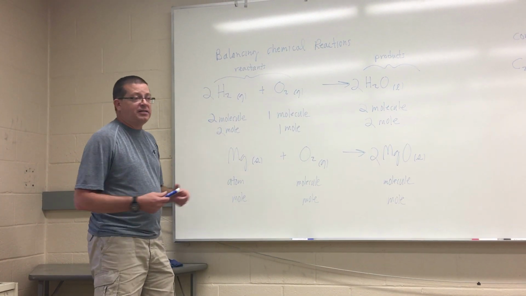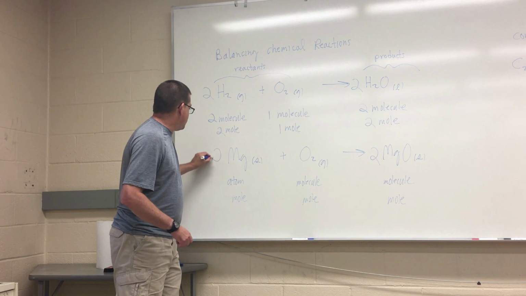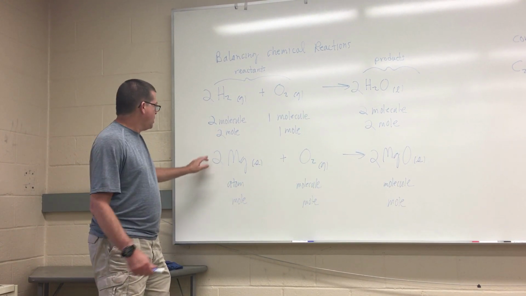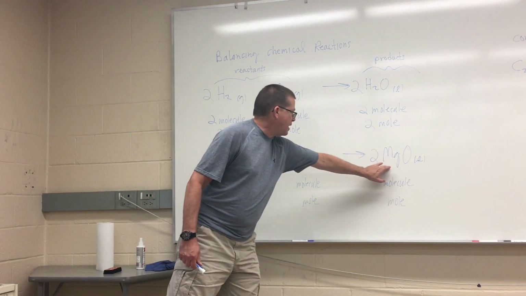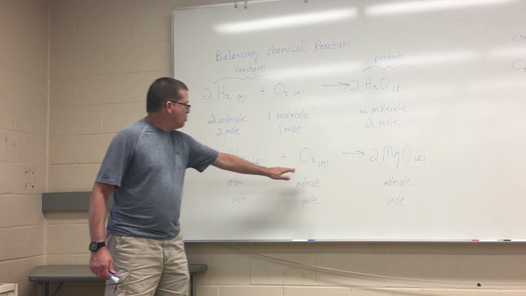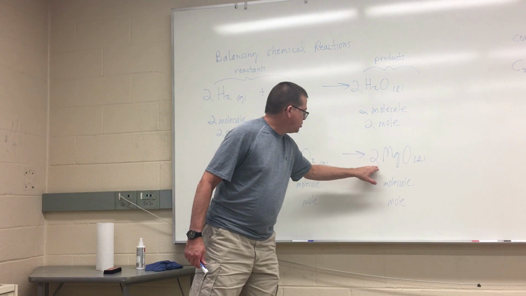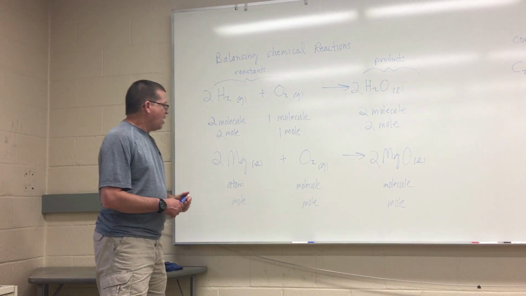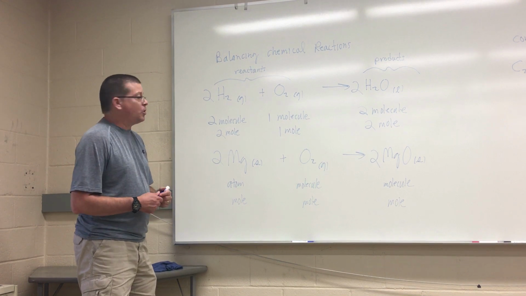Now you'll notice the magnesiums are out of whack, so I'm going to compensate by using two magnesiums on the left. Let's check ourselves. Two magnesiums, we're good. Two oxygen atoms, two distributes through, so two oxygen atoms, we're good. All right, so again, two ways of looking at that.